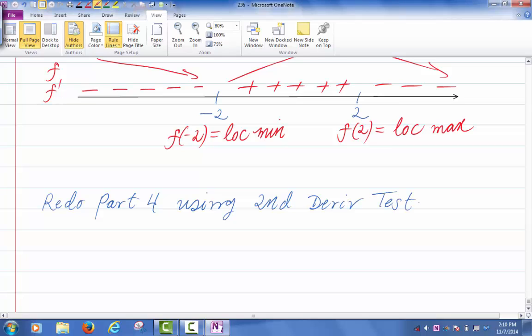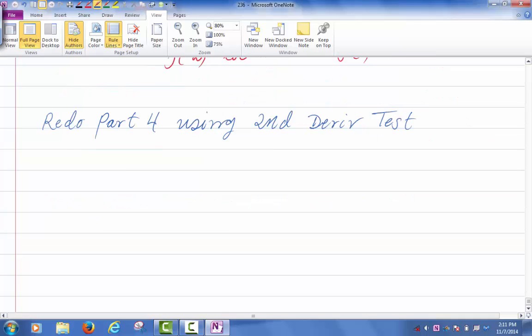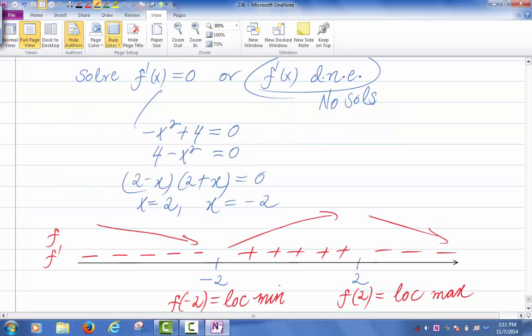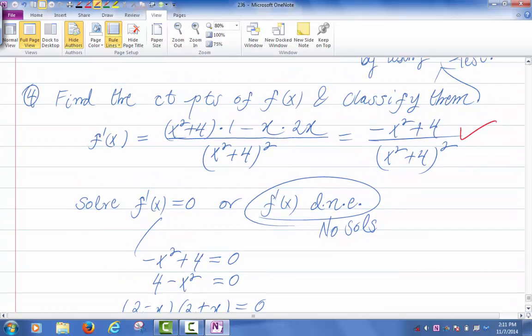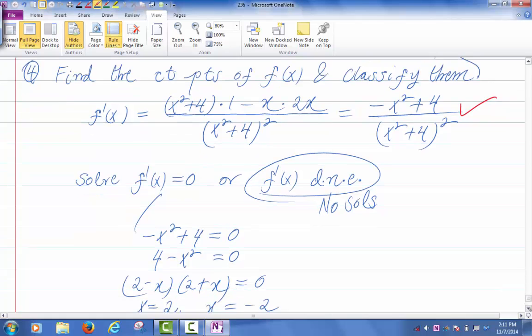So remember, in part 4, the question was find the critical points, classify them by using the first derivative test. Same question, except that we want to use the second derivative test now. So in order to do that, I need what? I need the second derivative function. So what's the second derivative function? Let's recall what was the first derivative. The first derivative was 4 minus x squared divided by x squared plus 4 squared, right?